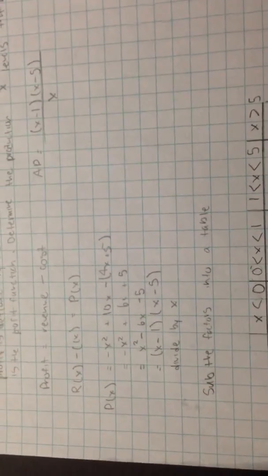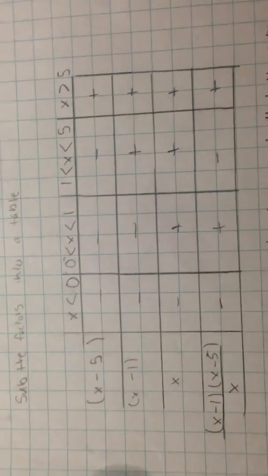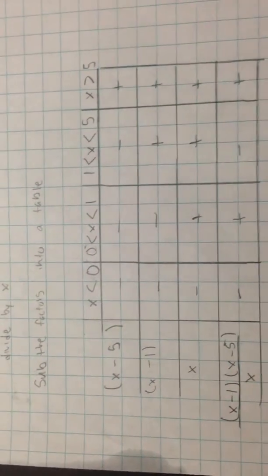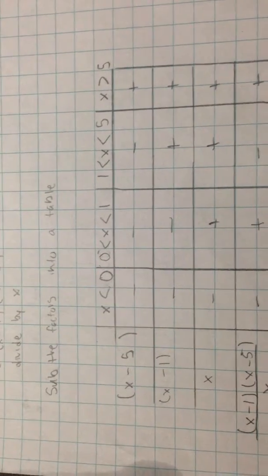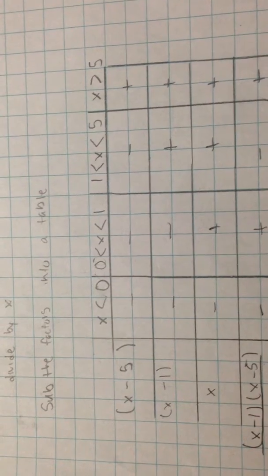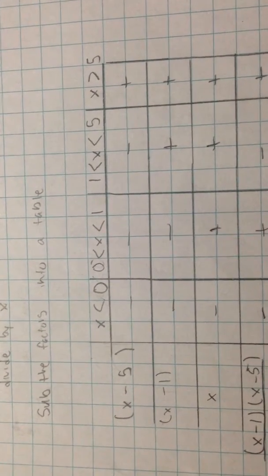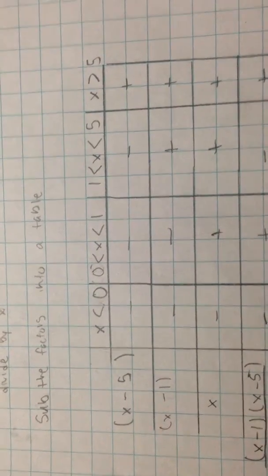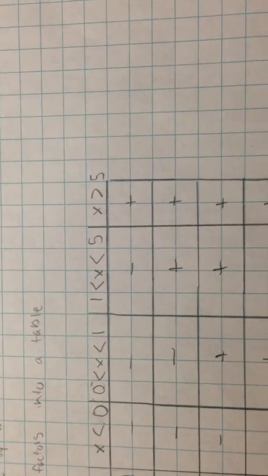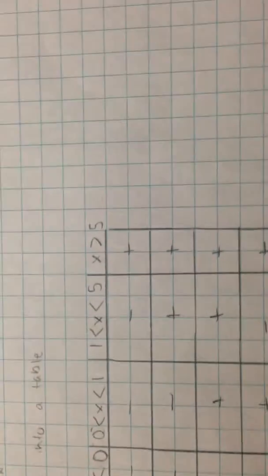So what you want to do to solve the question is to sub the factors into a table. Now in this table, you'll be covering the intervals, and you would really be subbing in any values to see whether the values are positive or negative for each interval. So as you can see, x - 5 at the interval x less than 0 is negative, for 0 less than x less than 1 negative, at 1 less than x less than 5 negative, but positive at x greater than 5.